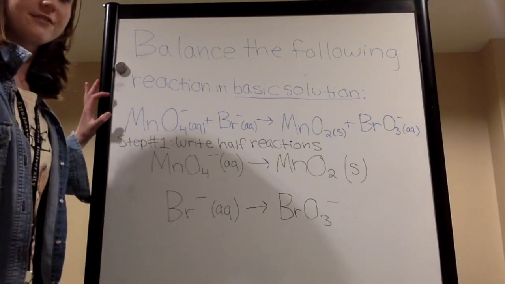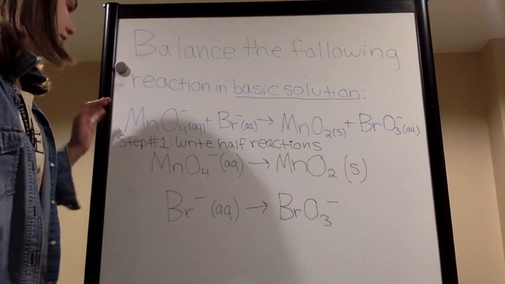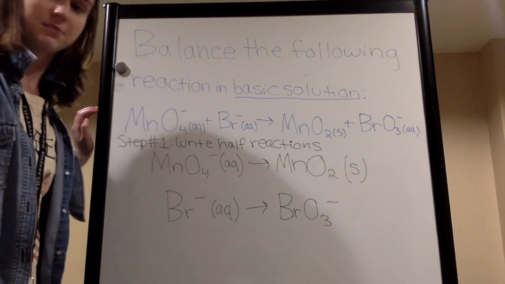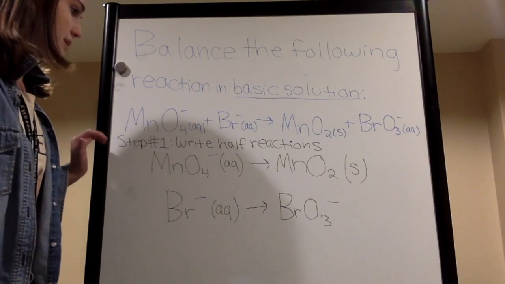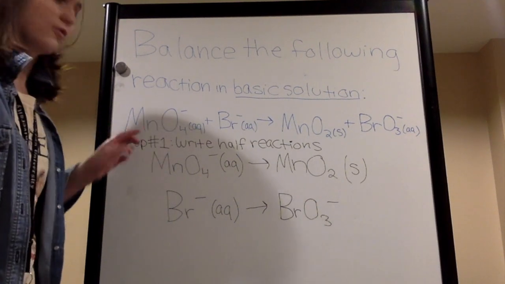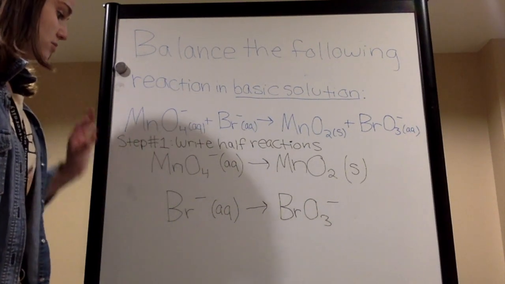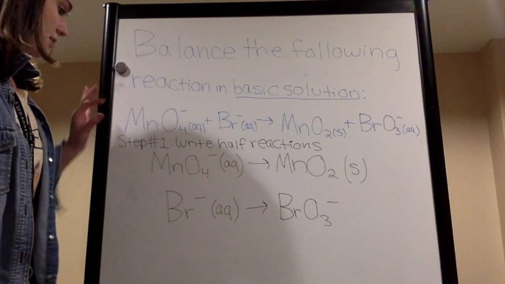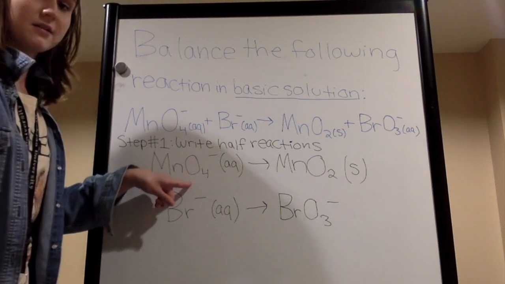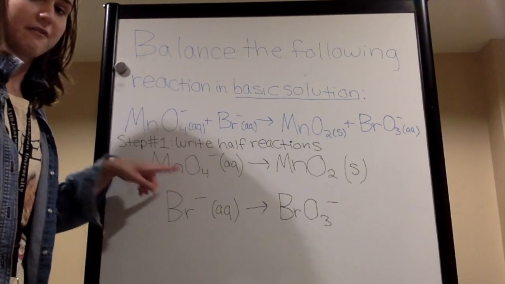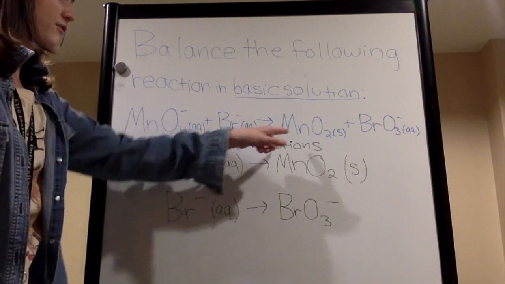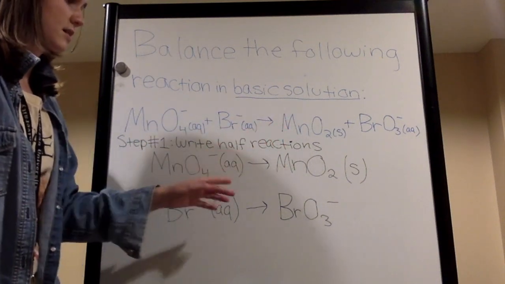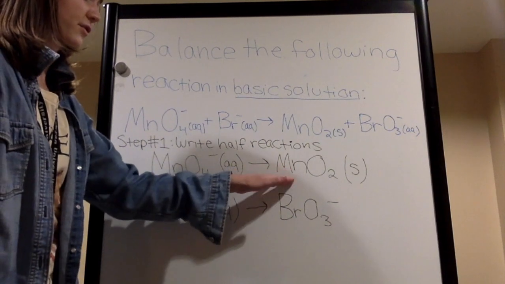The first step for these types of problems is to write an unbalanced equation for the reaction, which we were given in the problem. The next step is to write the half reactions for the reagents. To do this, we take permanganate, make that the reactant of the first half reaction, and then we find the product containing manganese, and that will be the product of the first half reaction.